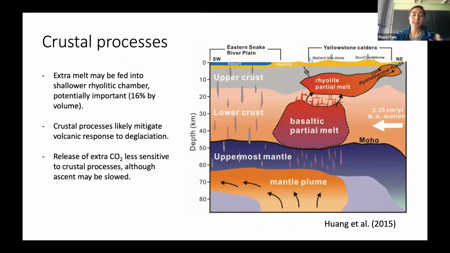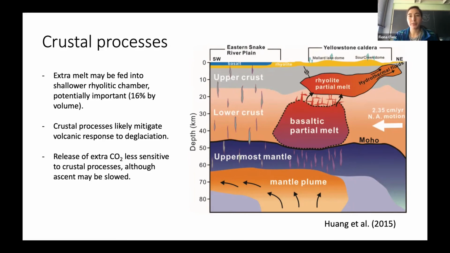Okay, so this extra CO2 can presumably seep up to the surface, but the fate of the additional melts is unclear, given that the Yellowstone magmatic system is rather complex. That's illustrated on the right. Potentially the melt could be fed into this deeper basaltic reservoir and eventually make its way up to this rhyolitic chamber. But again, the absence of a recorded eruptive response would indicate that all these crustal processes are really hindering the surface expression of this enhanced mantle melting.